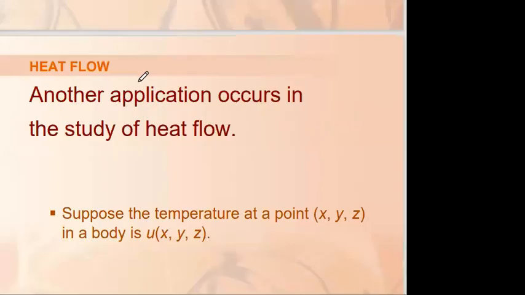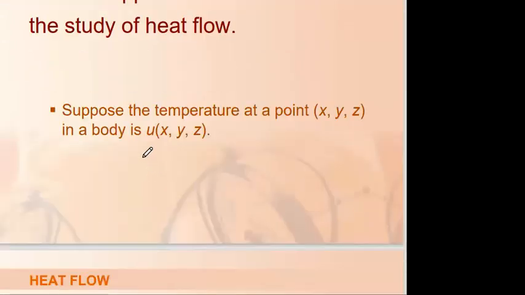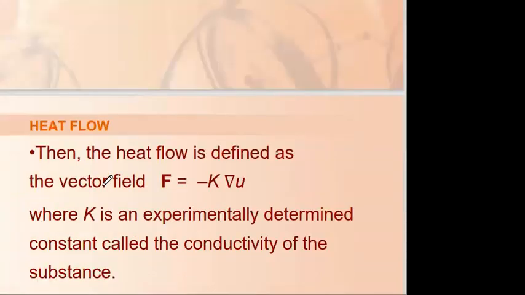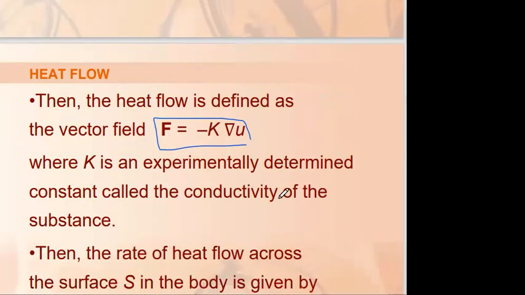This is another example application. This time, the temperature at a given point of some kind of three-dimensional body, so you are finding heat flow. Heat flow is defined as this vector field. So this is the heat flow throughout that body. Kappa, remember in A level, kappa is the conductivity constant.